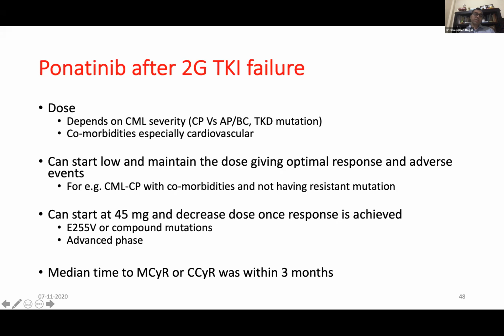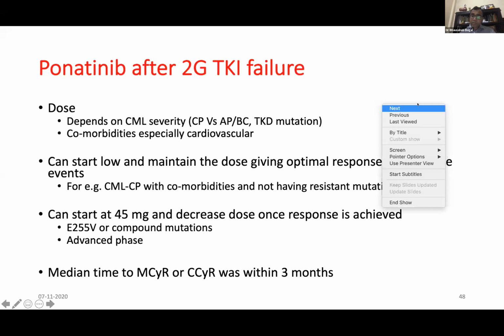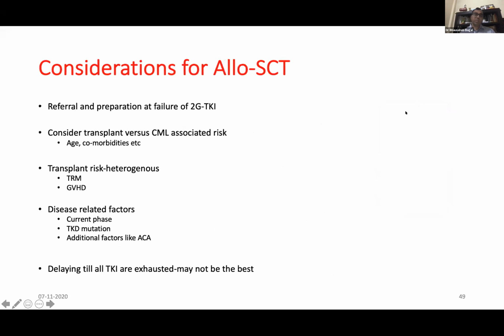But in a patient where the risk of failure of the drug is high, for example certain mutations or advanced phase, probably starting at a higher dose and then decreasing may be a sensible thing to do. The responses to ponatinib are very quick. So you come to know at the end of 3 months whether you are achieving MMR or CCyR, and you could decide on dose escalation. So that's one thing to guide your further treatment beyond 3 months.